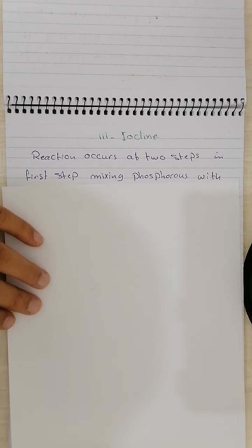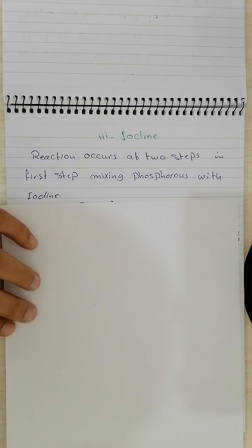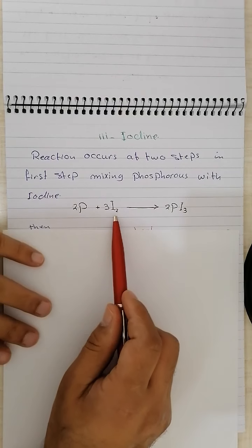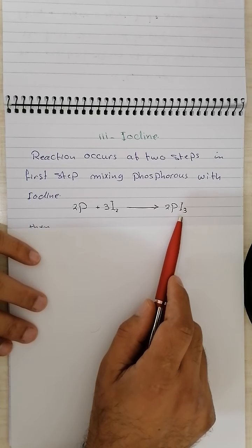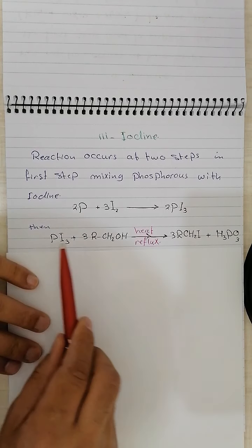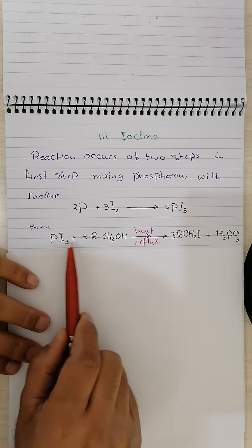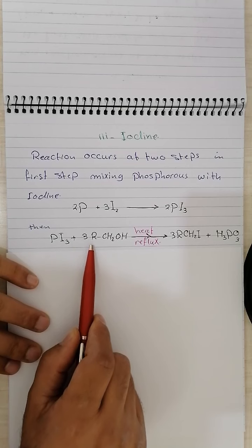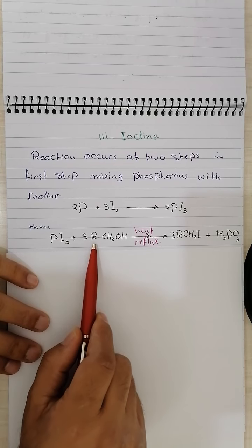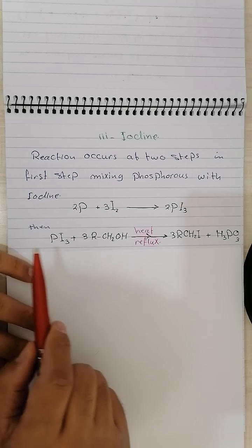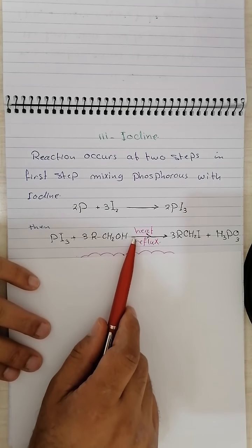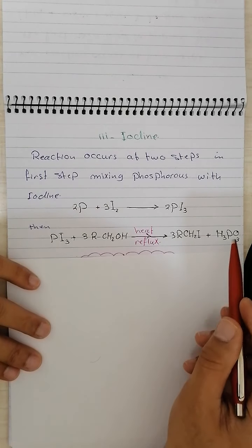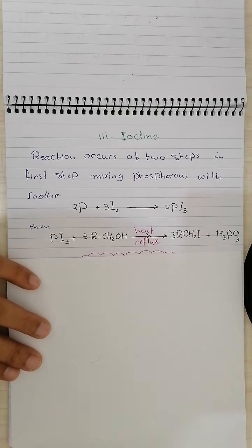Here we talked about bromide, then we will talk about iodine. In iodine, the reaction occurs in 2 steps. In the first step, we mix phosphorus with iodine to get phosphorus triiodide. Then phosphorus triiodide will attack the alcohol. Here I want you to note the ratio, because we have 3 iodides here, so each phosphorus triiodide reacts with 3 molecules of alcohol. This reaction needs reflux to occur, and gives the acid in the product side with the organic product.